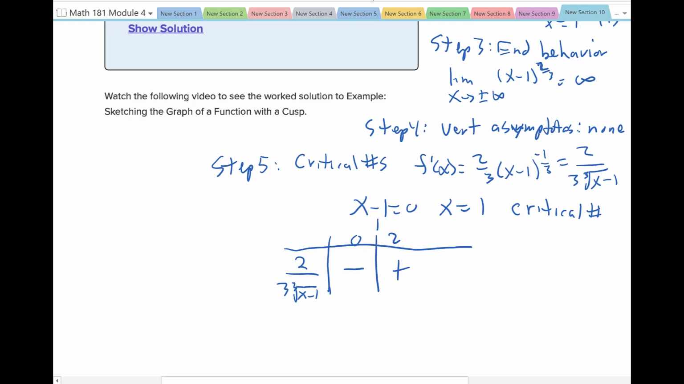So that means it's going down then up. So we have a local minimum at x equals 1. And f of 1 is going to be 0.